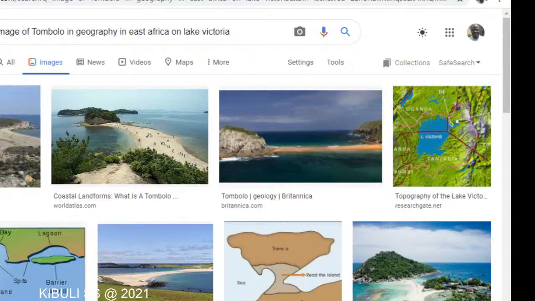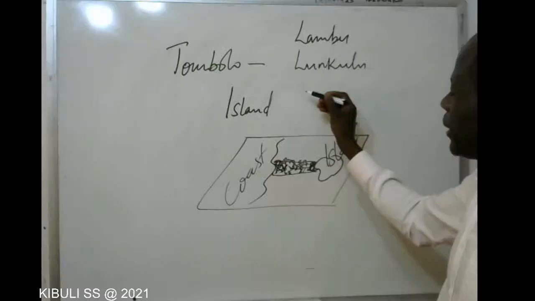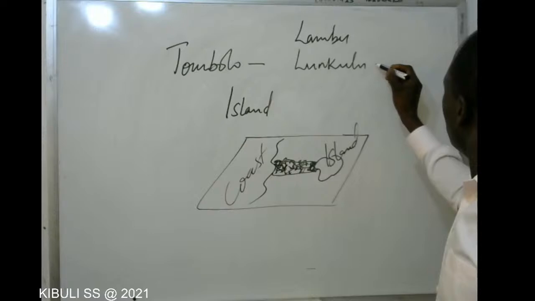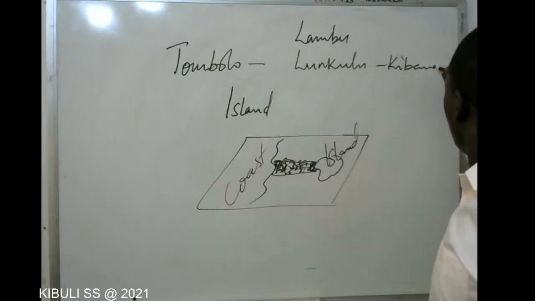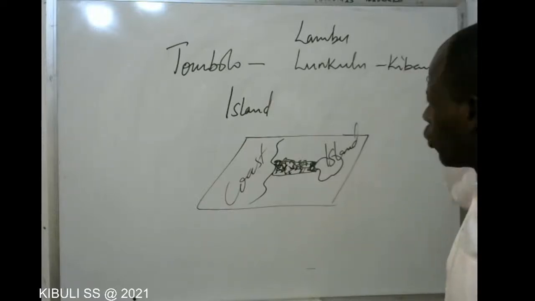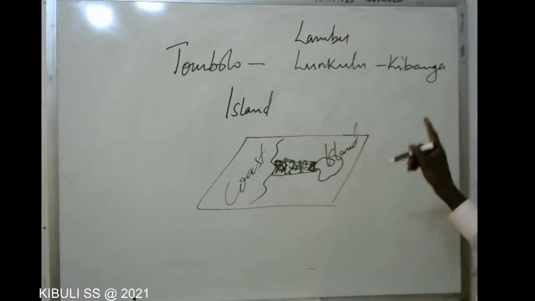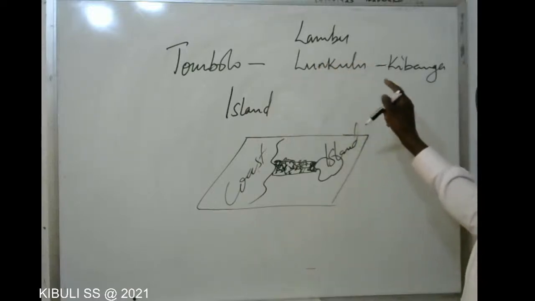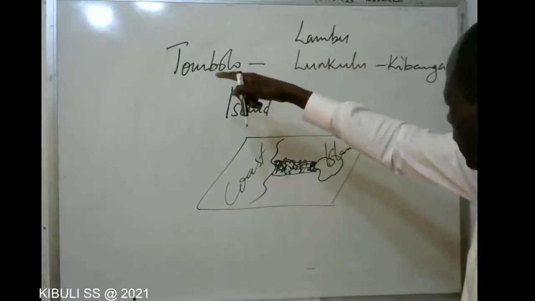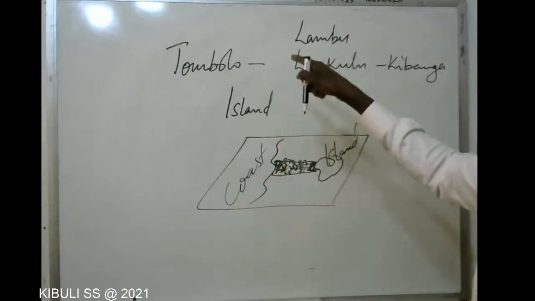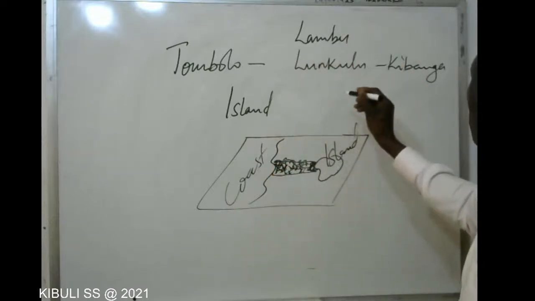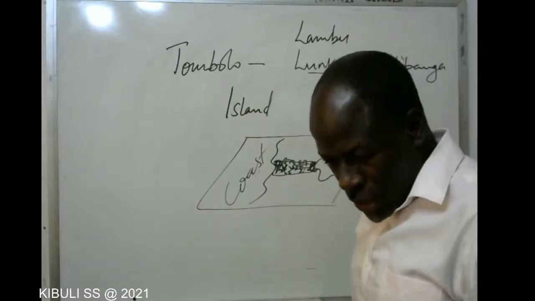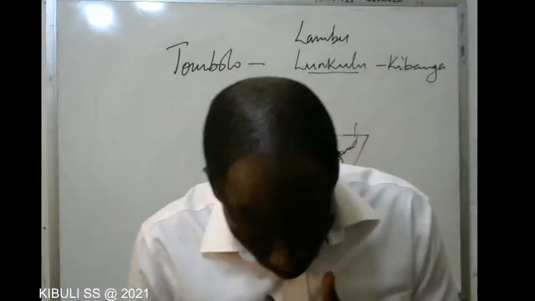So at Chibanga there is one that connects the mainland. I think Chibanga is in Mukono. That should be Mukono, I don't know, I'm not very sure. But then Chibanga has a spit, a Tombolo. Yes, it is a spit because it is a type of spit. But we have a Tombolo there connecting the mainland to Lunkulu Island. So that Tombolo is called the Lunkulu Tombolo.